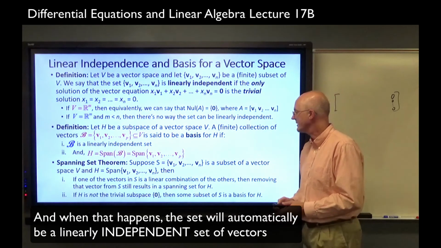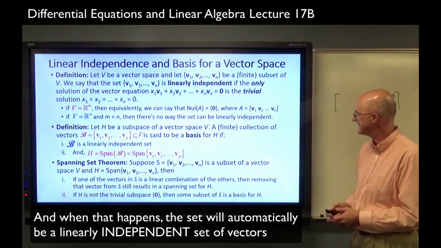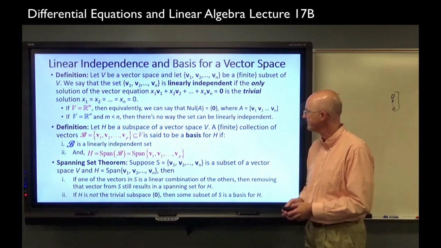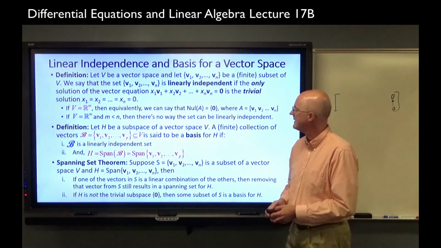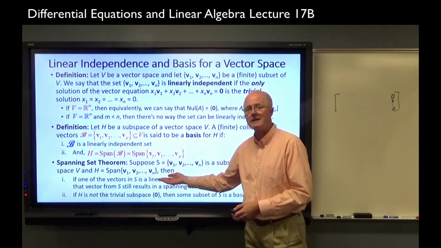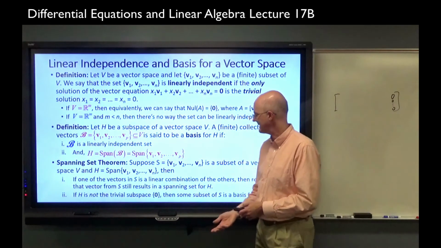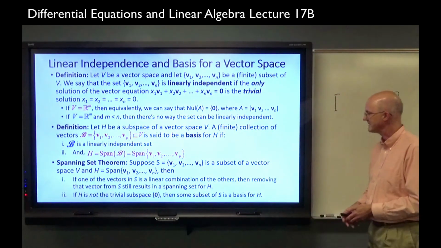If H is not the trivial subspace, just the zero vector, then some subset of S must be a basis for H. If S spans H, it's not necessarily a linearly independent set. By removing enough vectors, you can make it into a linearly independent set, and therefore it will be a basis for H.